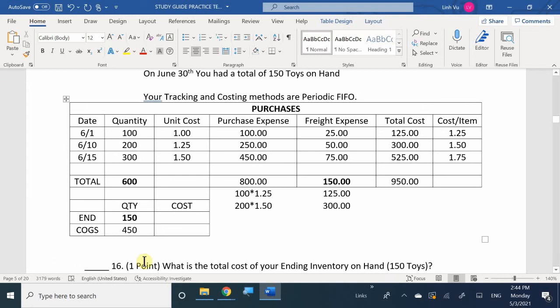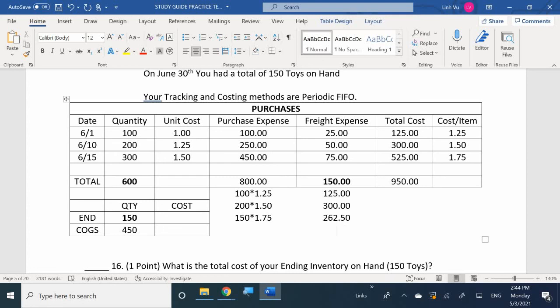Okay. And then last but not least, we only have one more batch left. How much am I going to be taking out from this last batch? 150. 150 times $1.75, which should give me a grand total of 262 and 50 cents. Sorry, good.